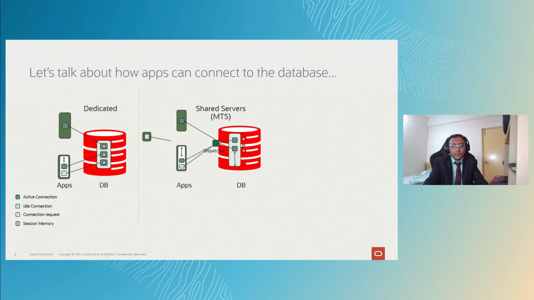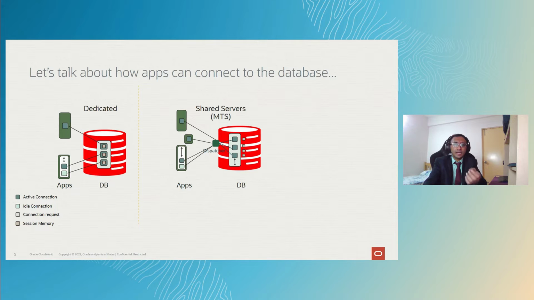Now, let's consider what happens when a new connection comes in. So when a new connection comes in, it will wait for a shared server in a separate queue in the system global area. And the session information, note that the session information lies in the system global area as well, which means the session memory is still not multiplexed.